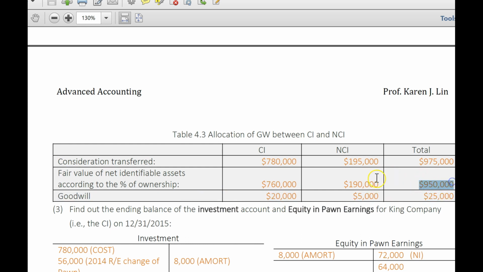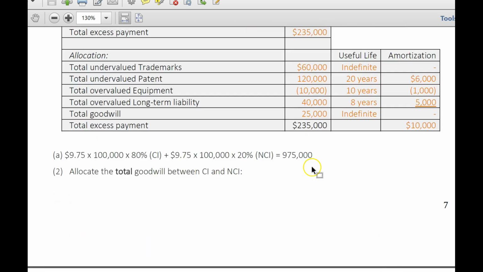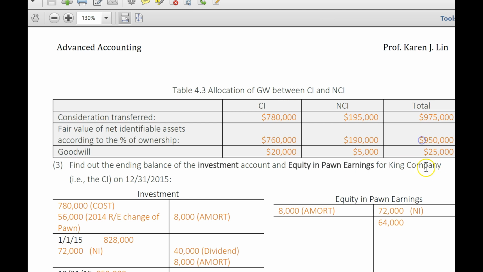How do I know 950? It's from the blue sheet. The fair value of net identifiable assets means all the assets minus all the liabilities at fair value, except for goodwill, because goodwill is not identifiable. So that's 950. The parent has 80%, the NCI has 20%. So 80% is 760. 780 minus 760, that's 20,000 goodwill.